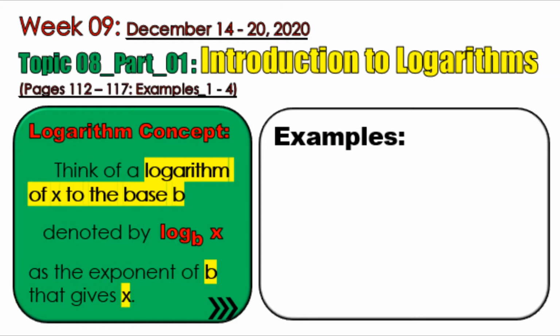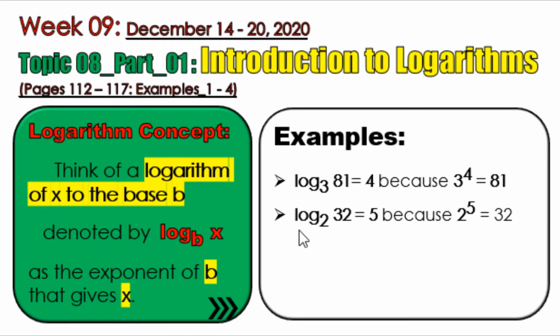Now let us have some examples. First, we have logarithm of 81 to the base 3. What would be the exponent of 3 so that we can have 81? That number would be 4 because 3 raised to 4 is equal to 81. In other words, to get 81, 4 must be the exponent of 3, such that logarithm of 81 to the base 3 is equal to 4.